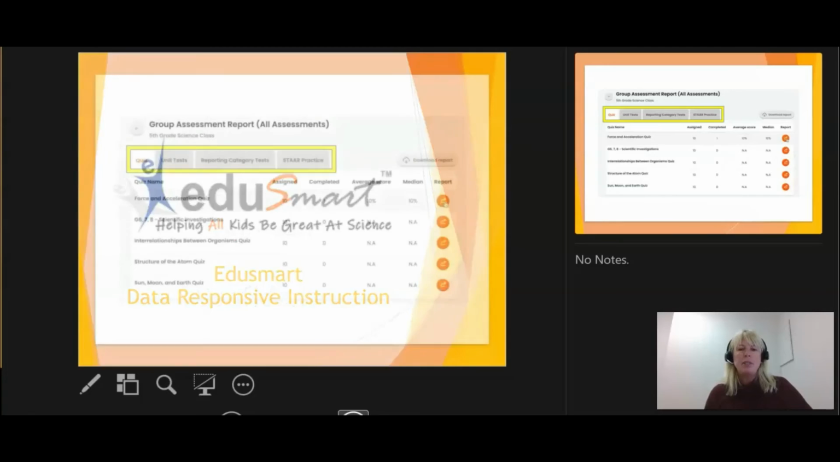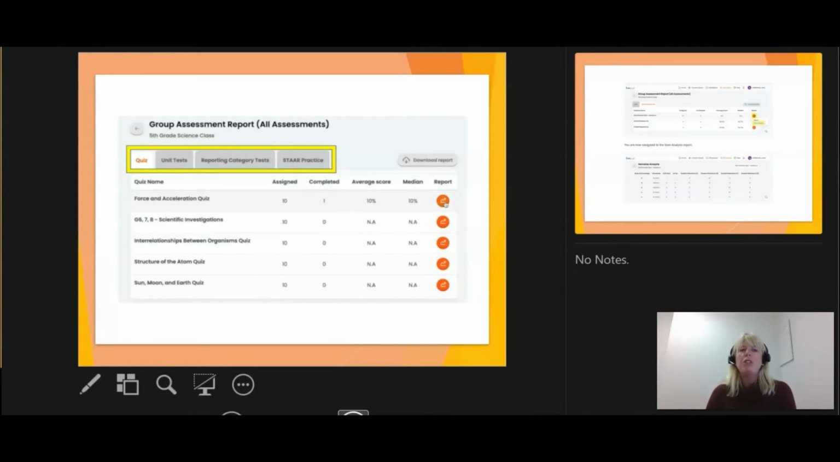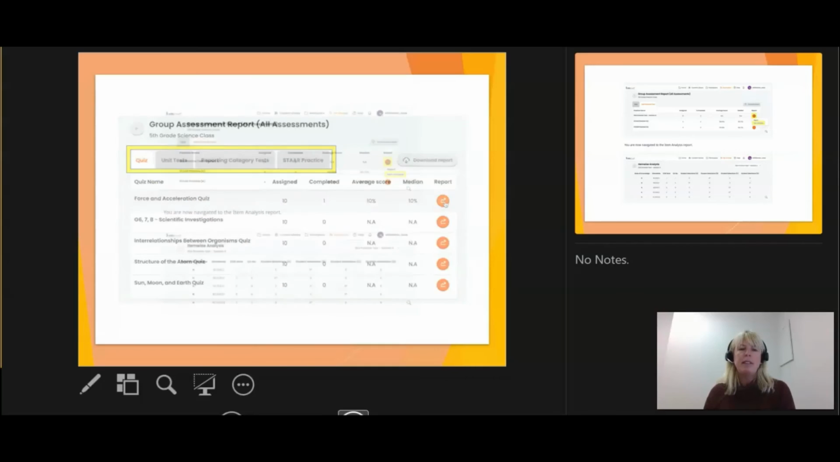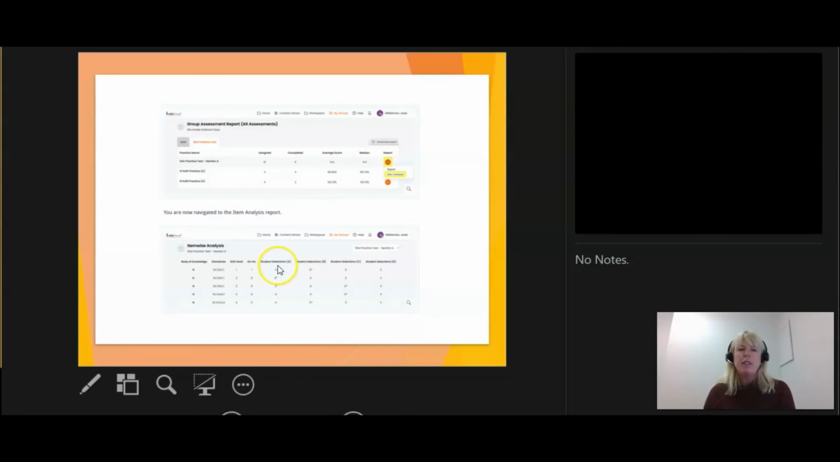Lastly, I want to thank you so much for allowing me to be here, and I want to show you 2 last things. I want to show you what a group assessment report would look like and where your item analysis would be found. So under here, you notice that under the group assessment report inside of EduSmart, you have the tabs quiz, unit test, reporting category, and STAAR practice. If you own STAAR Smart, you'll have the last 3 categories as well. And you can always pull up an item analysis on your assessment pieces inside of EduSmart. And then it will simply give you the breakdown with the answer choices broken out with an asterisk by the correct answer.